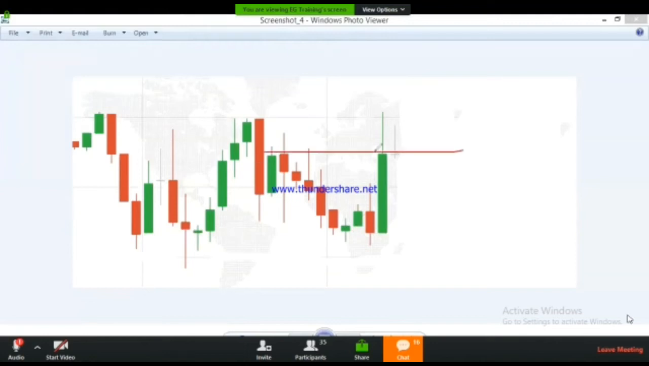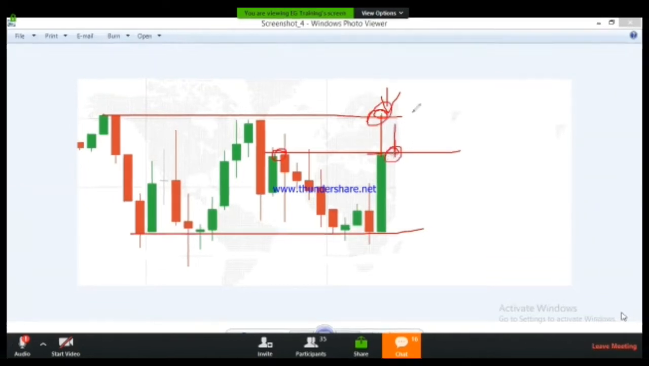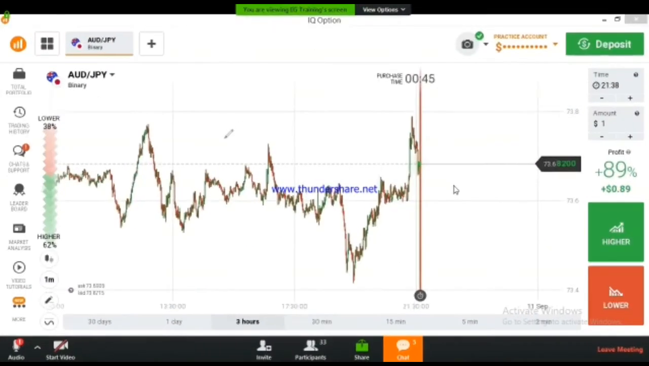But this is a seller's area, this is a buyer's area, and this is a seller's area. We are seeing rejection from sellers from this level, and the closing point is at the seller's area because of these strong sellers. Again the buyers tried, again they rejected because of sellers. So okay, till now I explained about strong levels.